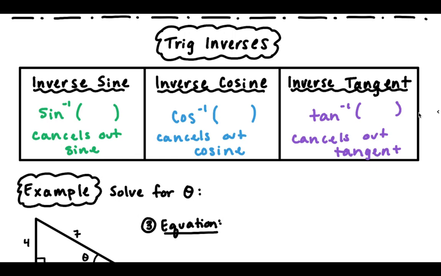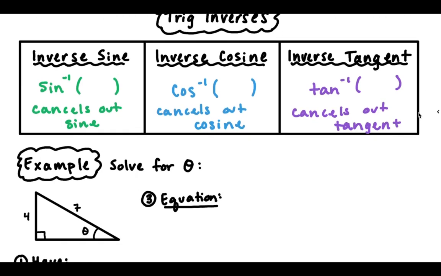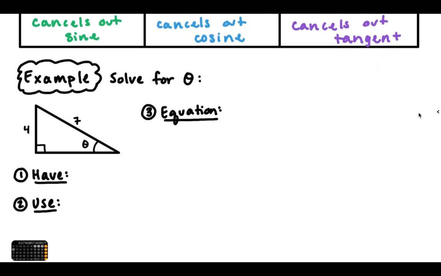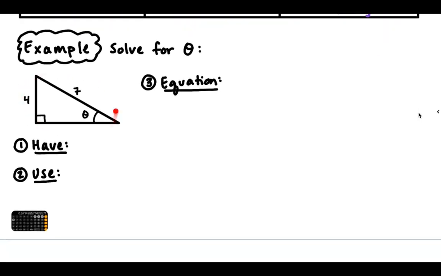All right, so I'm guessing this seems a little weird so far, so we just need to see how this is going to work in an example, and I think it will come together. So let's look at an example. We want to solve for theta in this triangle. Our process for this is going to be really similar to the process we used for finding missing sides. We want to first figure out what sides we have. Do we have opposite and adjacent, opposite and hypotenuse? We're going to use that to figure out which trig ratio we want to use, sine, cosine, or tangent.